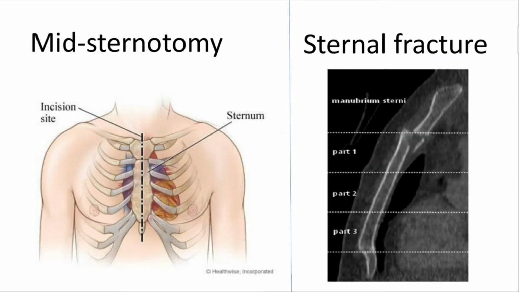Next, again of the sternum, is mid-sternotomy. To gain access to the mediastinum for surgical operations on the heart and great blood vessels, the sternum is divided in the median plane. So here, this is mid-sternotomy.